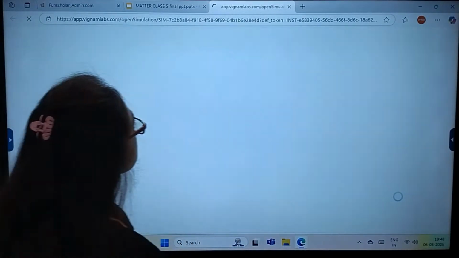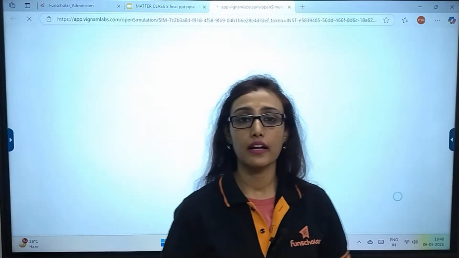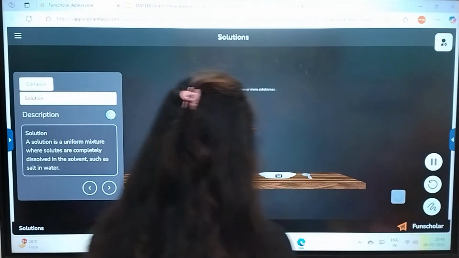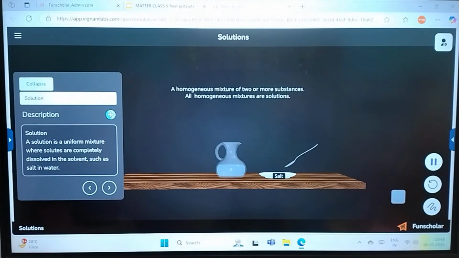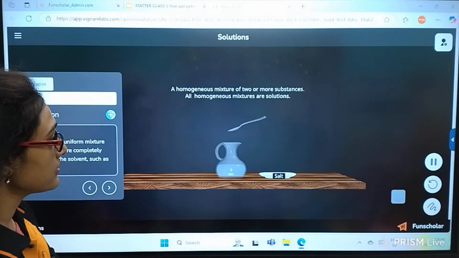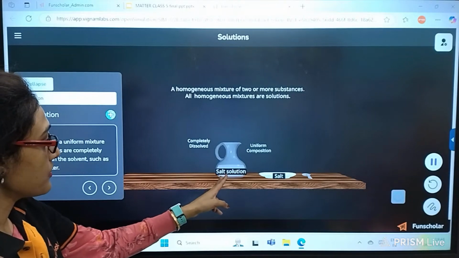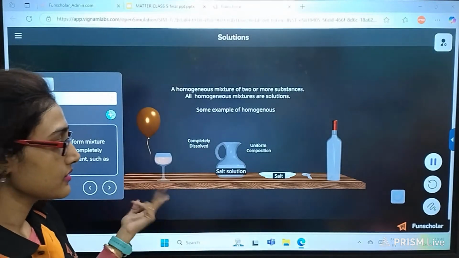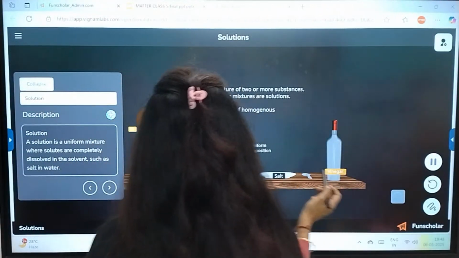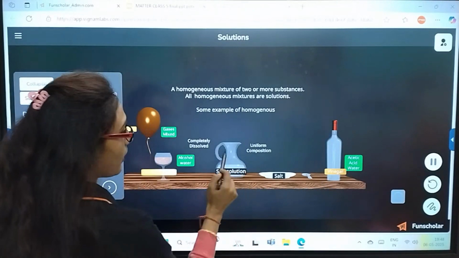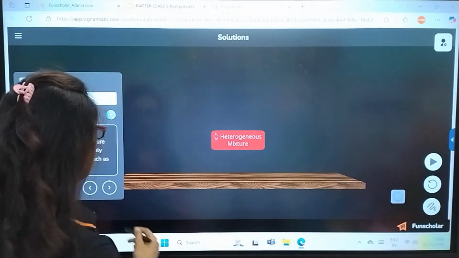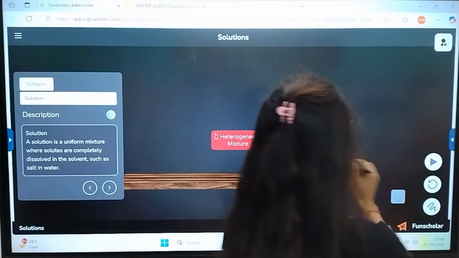This is the last thing I'll show you today, and next we will continue in lecture 3. See, the small simulation is there, a homogeneous mixture of two or more substances. They are giving salt in the water, and see it is mixing and forming salt solution. Right? But this is the only thing I have taught you today. Again, if you add vinegar to the water, it will form acetic acid solution. Okay?